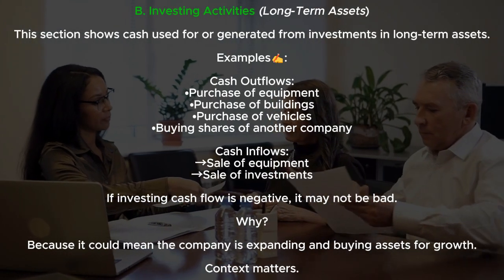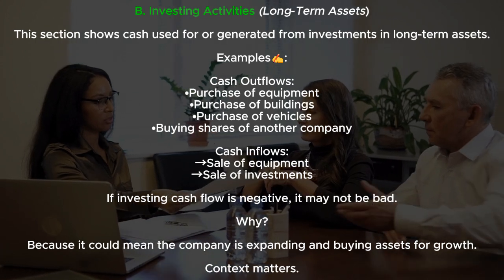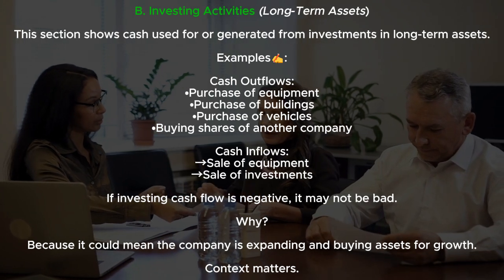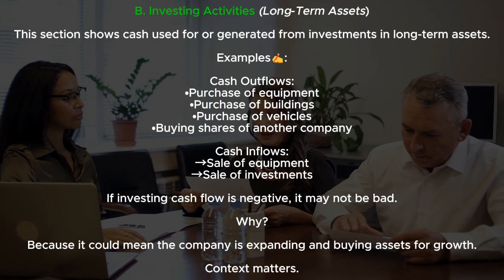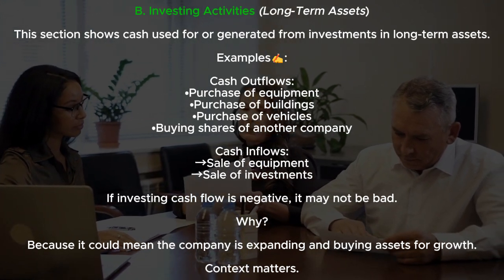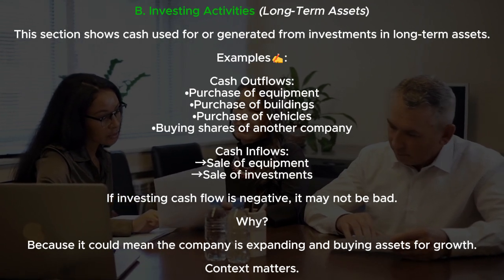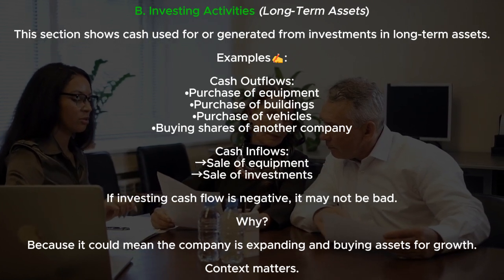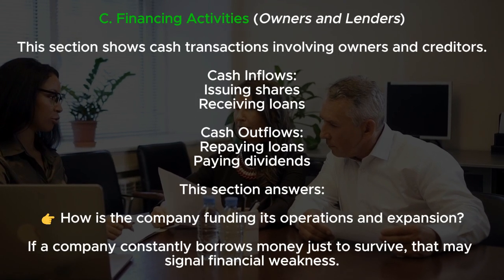B. Investing activities, long-term assets. This section shows cash used for or generated from investments in long-term assets. Examples: cash outflows, purchase of equipment, purchase of buildings, purchase of vehicles, buying shares of another company. Cash inflows, sale of equipment, sale of investments. If investing cash flow is negative, it may not be bad. Why? Because it could mean the company is expanding and buying assets for growth. Context matters.